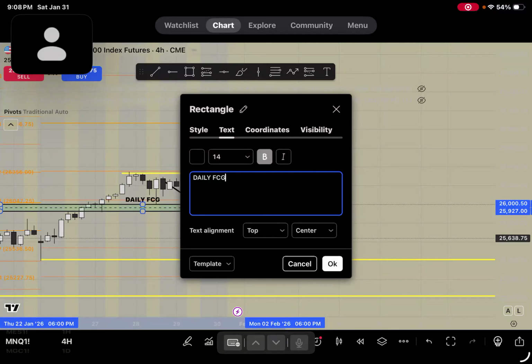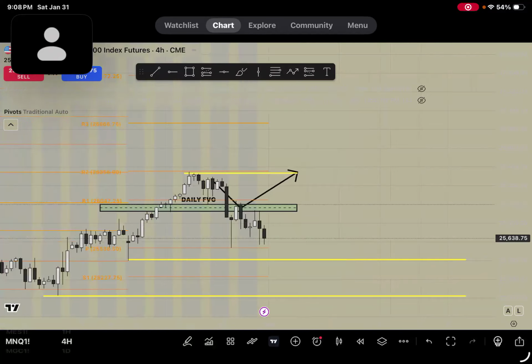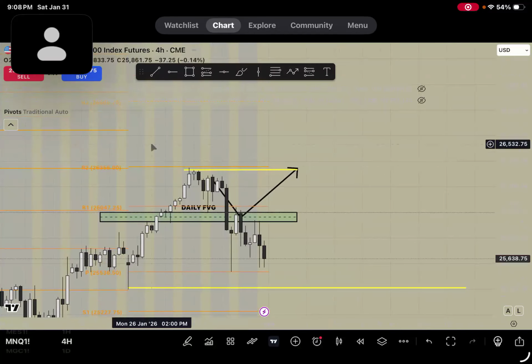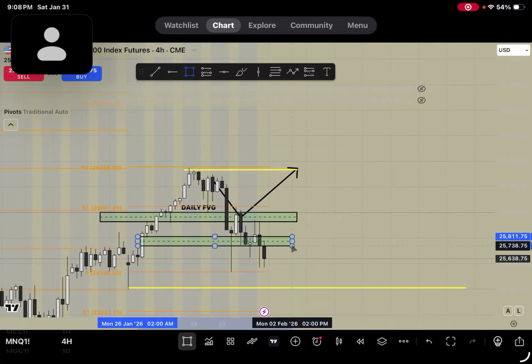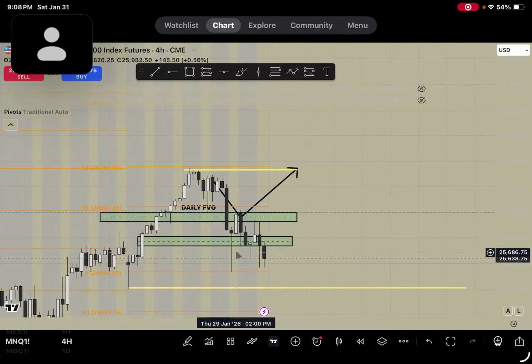FVG. And I understand it's inverse on the daily. I go down to the 4-hour and I see we're below structure. And I also see we have an inverse of this bullish gap on the 4-hour. This is on the 4-hour.